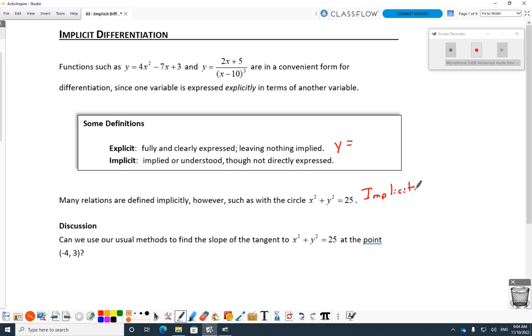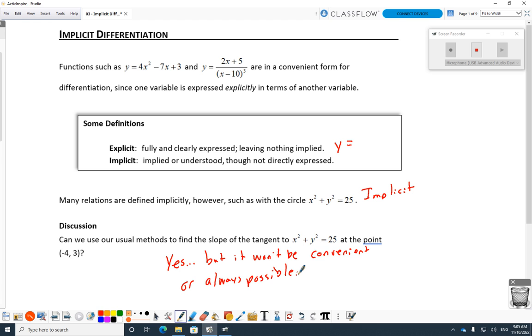Now, if you're right with this, you're like, well, I could solve for y. Couldn't I just do that? Couldn't I just isolate y and then use what I've done before? And the answer is yes. Can we use those old methods? Yes. But it won't be convenient or always possible. There will be times when you won't be able to solve for y.